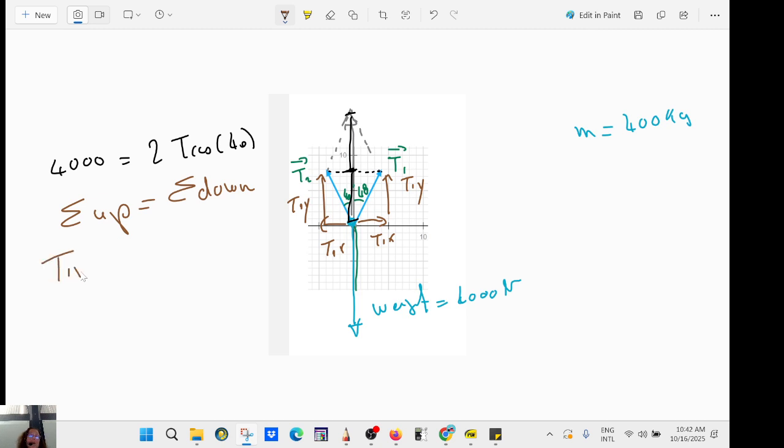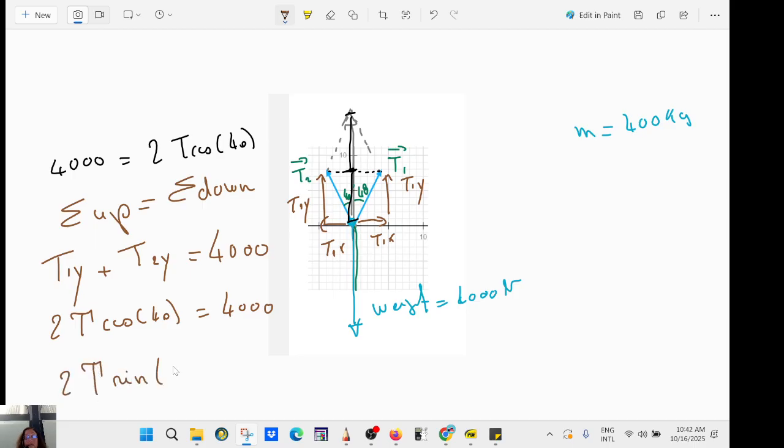So you see that the y component of T1 plus the y component of T2 has to be equal to 4,000. And those two components are equal to each other. So I can say 2T, the component here will be cosine 40, equals 4,000. Now, if you are still using the sine, you can say 2T sine 50, right? It's the same thing. This angle here and that angle there are complementary, so it will give you the same thing.